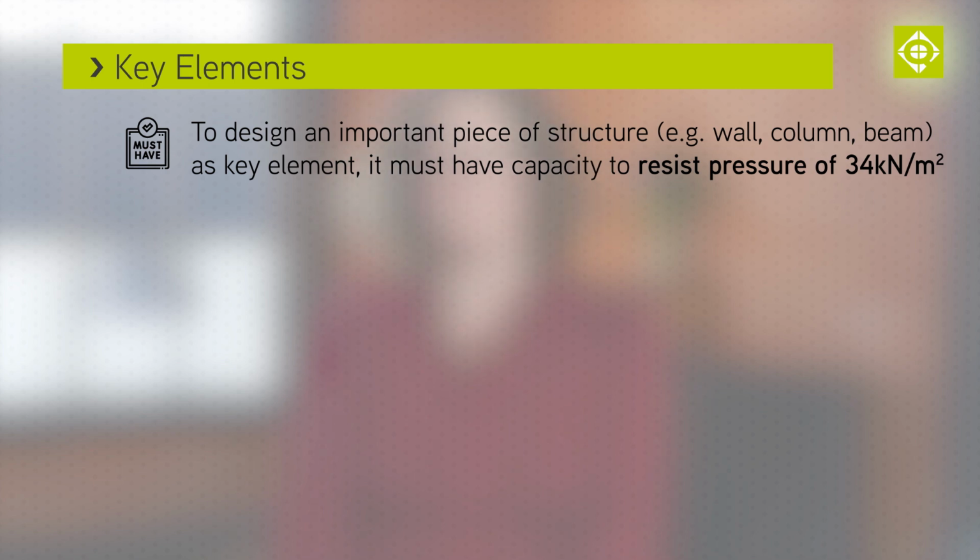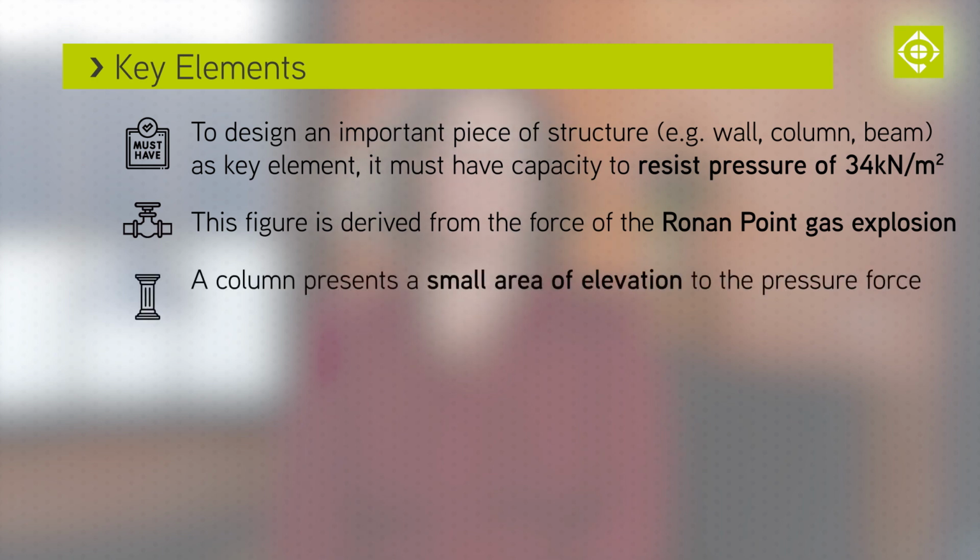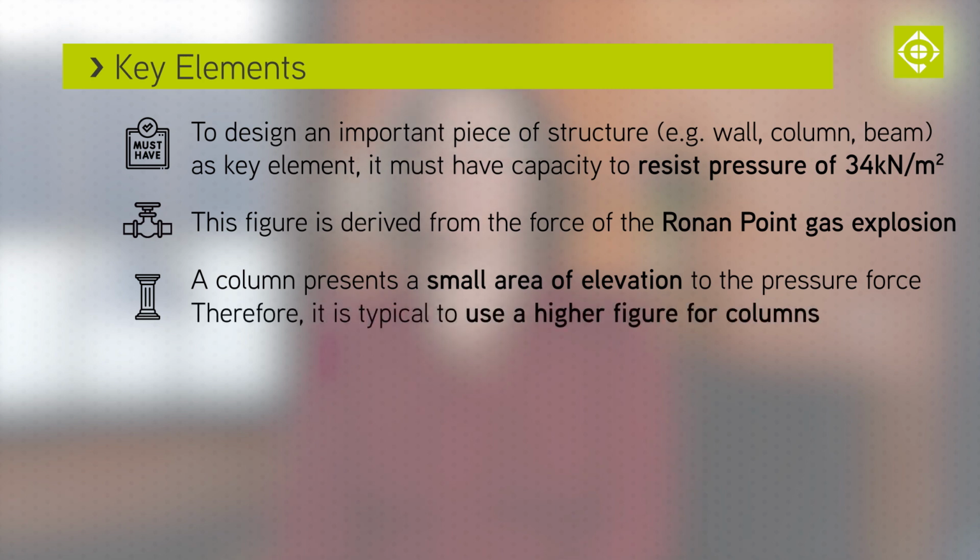The final approach is designing an important bit of structure as a key element, and it's relatively straightforward. It involves ensuring that the key element in question, whether it's a wall or column or a beam carrying load-bearing elements, has capacity to resist a pressure of 34 kilonewtons per square metre. This figure was derived from the force of the gas explosion at Ronan Point. A column will present only a small area of elevation to the pressure force, and therefore it is typical to use a higher force than this figure.